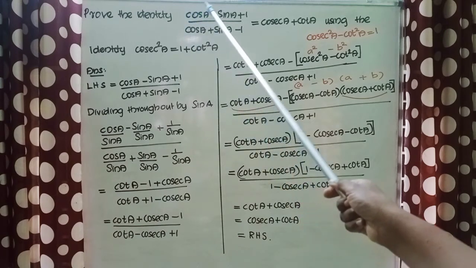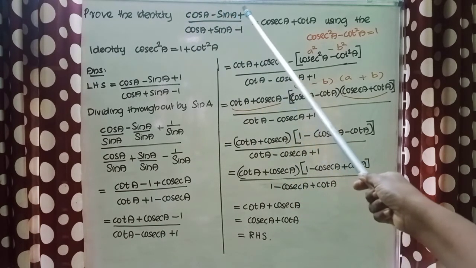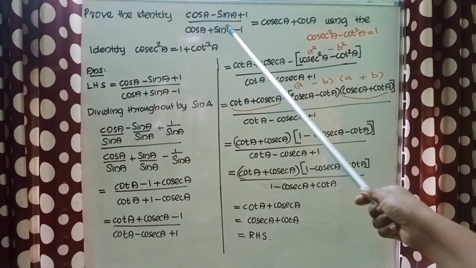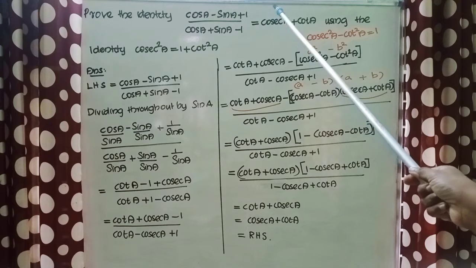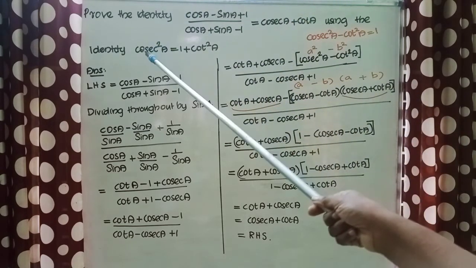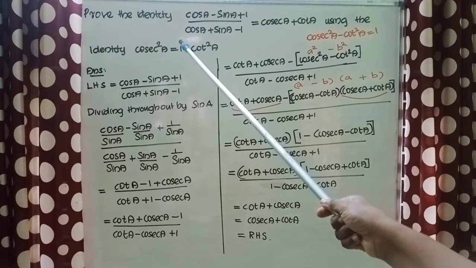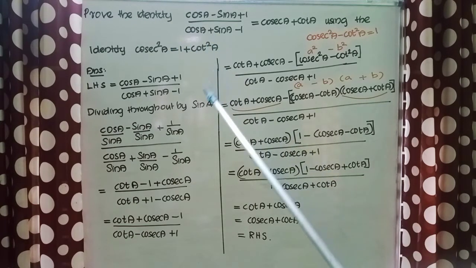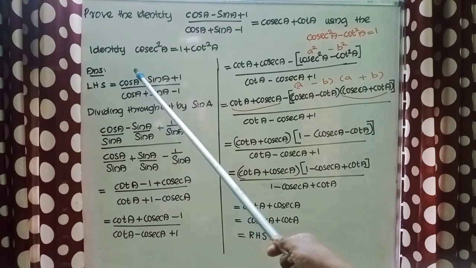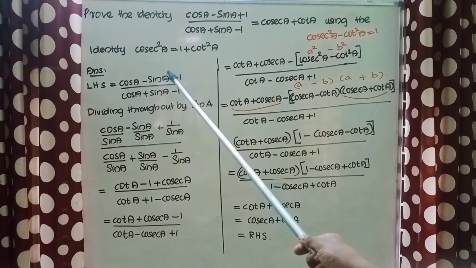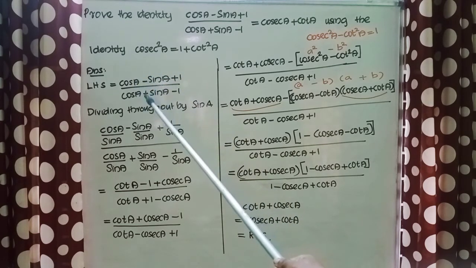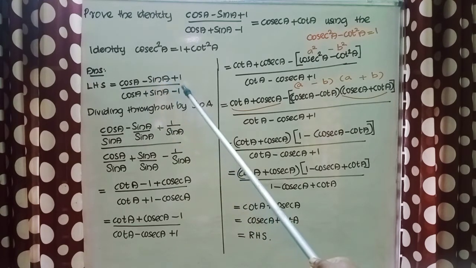Prove the identity (cos A minus sin A plus 1) divided by (cos A plus sin A minus 1) equal to cosec A plus cot A, using the identity cosec square A equal to 1 plus cot square A. So let us consider the LHS. LHS equals (cos A minus sin A plus 1) divided by (cos A plus sin A minus 1).